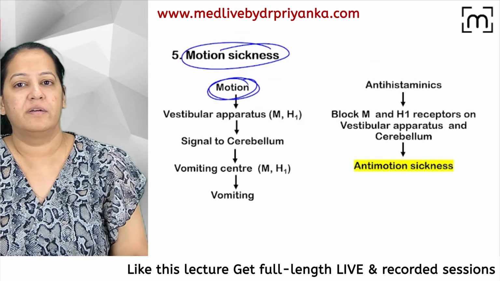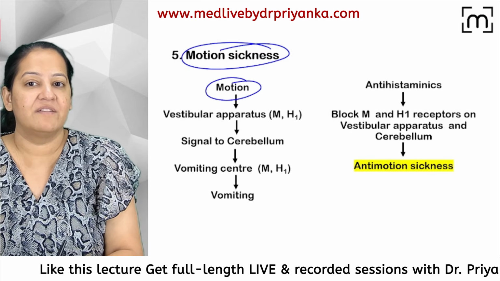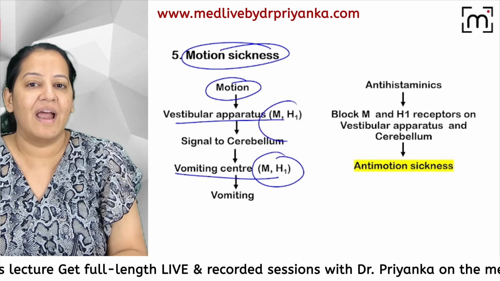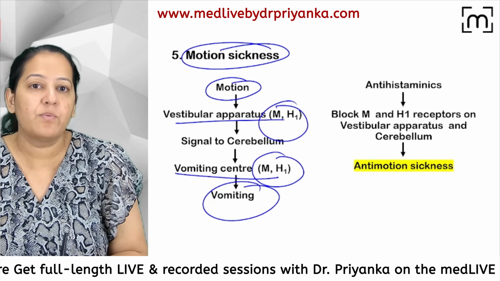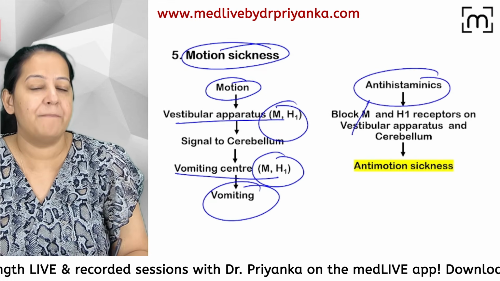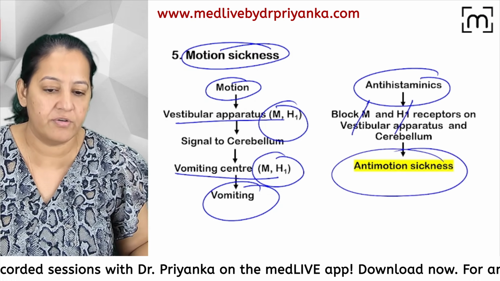How many of you got it? Respond. So why does motion sickness occur? Whenever there is motion in the vestibular apparatus, in the cerebellum we have M1 and H1 receptors that produce vomiting. So we give antihistaminic, which will block both M1 and H1 receptors and produce anti-motion sickness. People, say, got it or didn't get it?